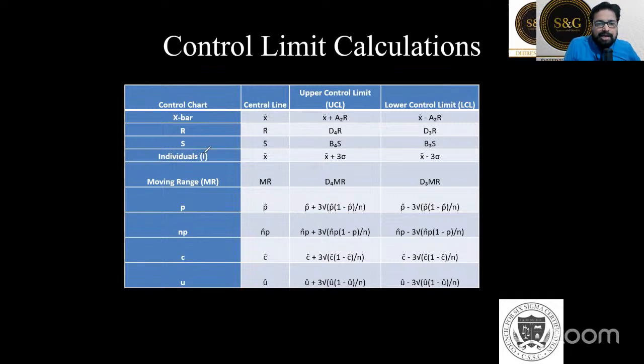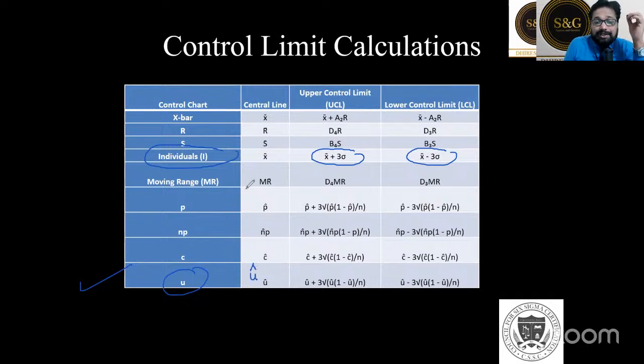For example, for an individual control chart, the formula is x bar plus 3 standard deviation, x bar minus 3 standard deviation. So the upper control limit will be x bar plus 3 standard deviation. What we are right now looking at is a U chart. For a U chart, the center line is U hat. For discrete data, it is called U hat.